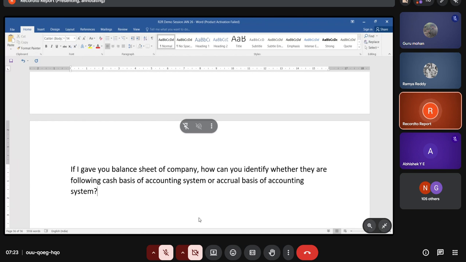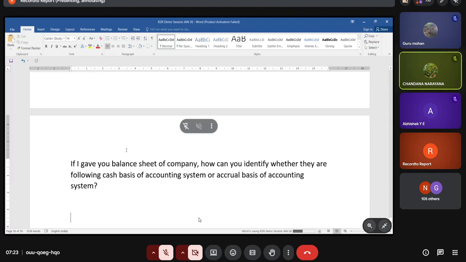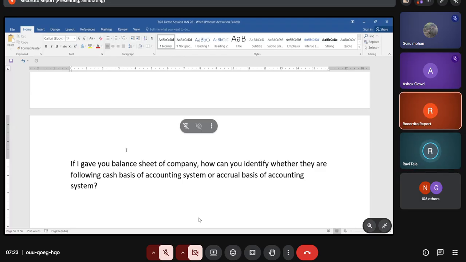So how can you identify? Can you give me the answer on this? If any credit transaction is mentioned in the balance sheet, then we can find it. You mention it in your liabilities. Accounts payable and accounts receivable transactions showing value. Exactly. So if there is an accrual basis of accounting system, there are balances in accounts payable and accounts receivable.